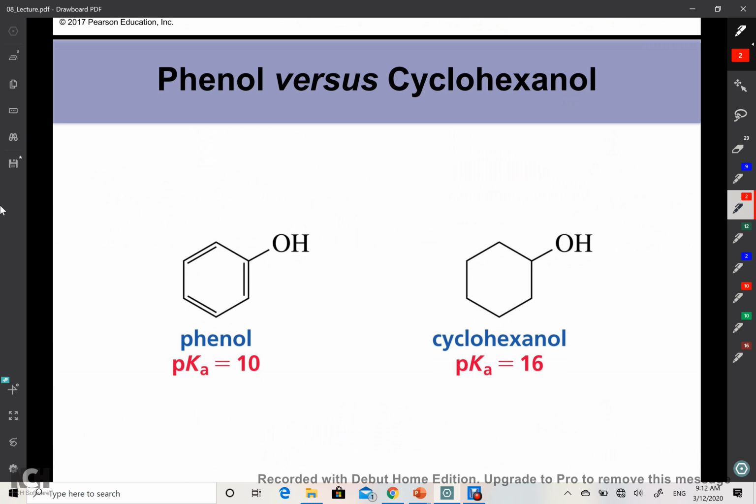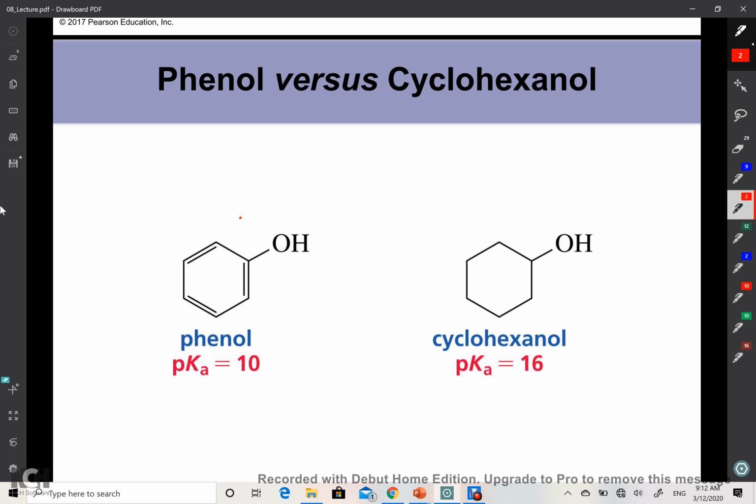Phenol versus cyclohexanol. Which one is a stronger acid? How can we rationalize the fact that phenol is a stronger acid? Because remember, the lower the pKa, the stronger the acidity. How can we rationalize the fact that phenol is a stronger acid than hexanol? Resonance of the conjugate base. Does that make sense? Of the conjugate base.